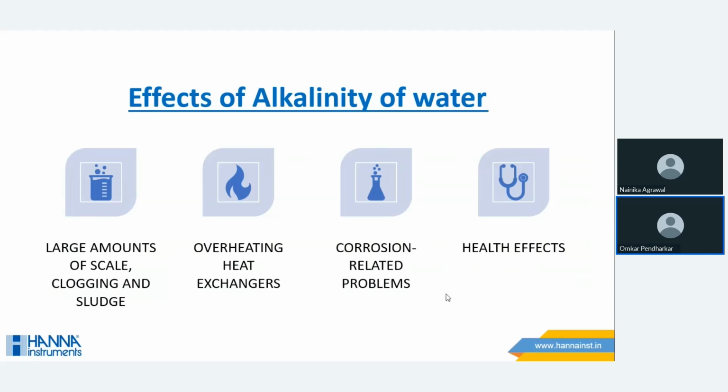The next effect of alkalinity of water is corrosion related problems. So we have seen the first two effects are generally caused due to the higher alkaline water. If the alkalinity of water goes down than a certain limit, then it can cause corrosion. So that low alkalinity of the water in the water treatment plants can cause the corrosion related problems inside the pipes or the carrying machineries.